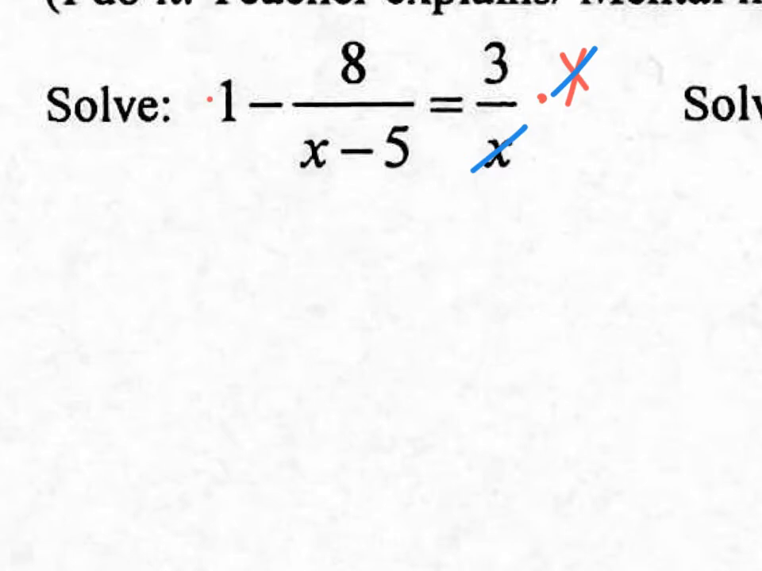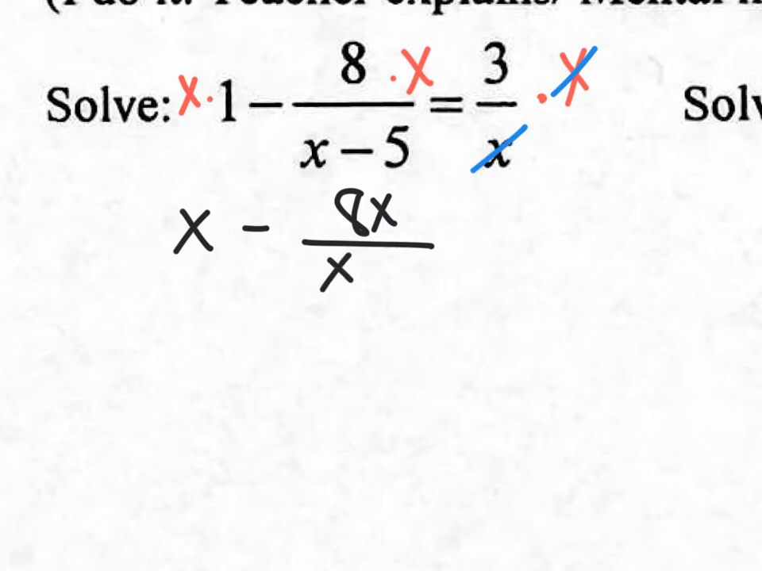So you're going to multiply the 1 by x, and even this fraction, 8 over x minus 5, you're going to multiply that by x also. We're going to get rid of this fraction by multiplying everything by x. This times x, that times x, and that times x. My new equation will read x minus 8x, because 8 times x is 8x, over x minus 5, so you still have a fraction there that we're going to get rid of next, equals 3.